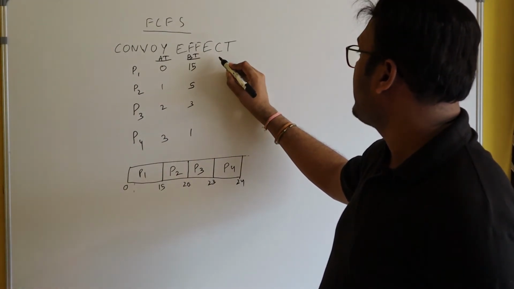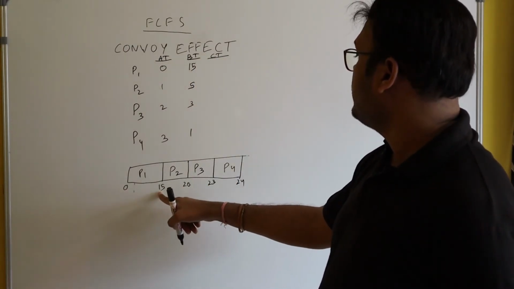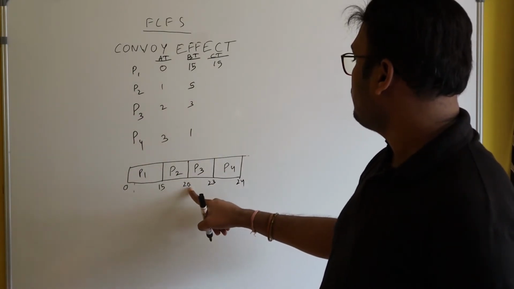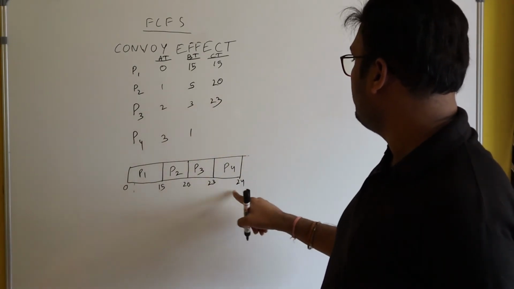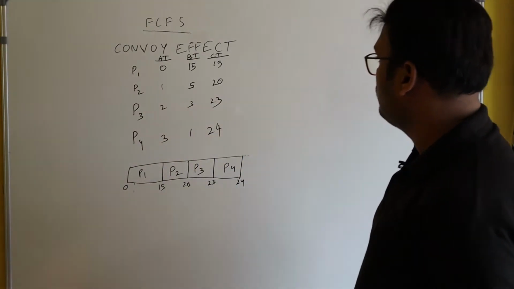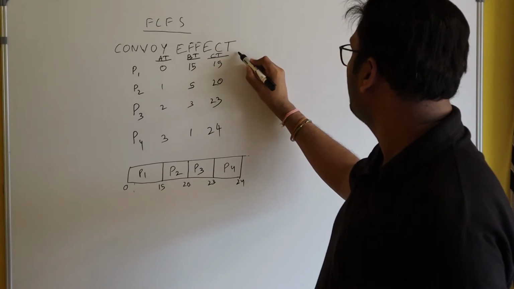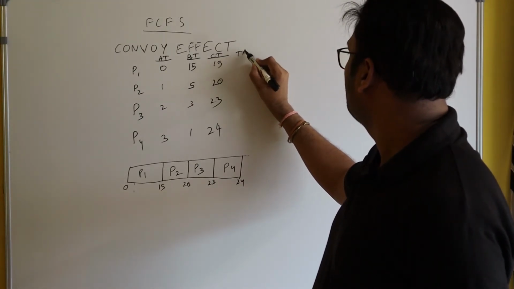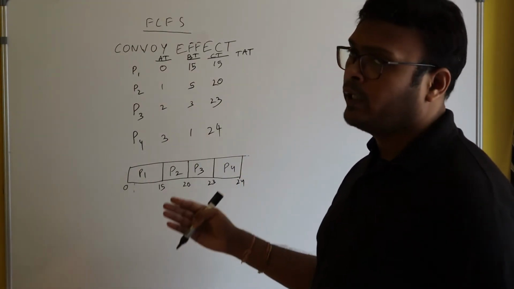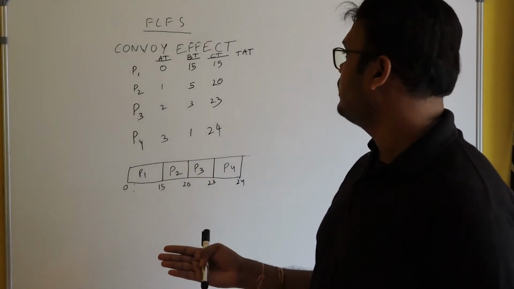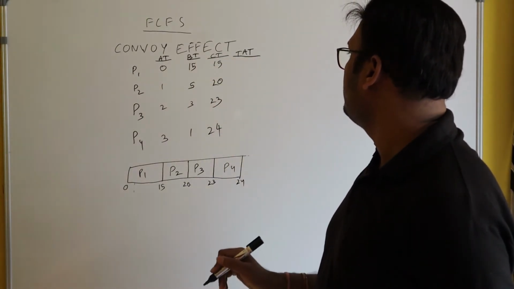Let's calculate the waiting time. Before that, you should write the completion time. The completion time of P1 is 15 seconds. Completion time of P2 is 20 seconds. Completion time of P3 is 23. And then P4 is 24. Okay. Now let's calculate the turnaround time. Actually, in order to calculate the waiting time, you can directly calculate with the help of your intuition. But here, in order to have good practice, I am also calculating the turnaround time.